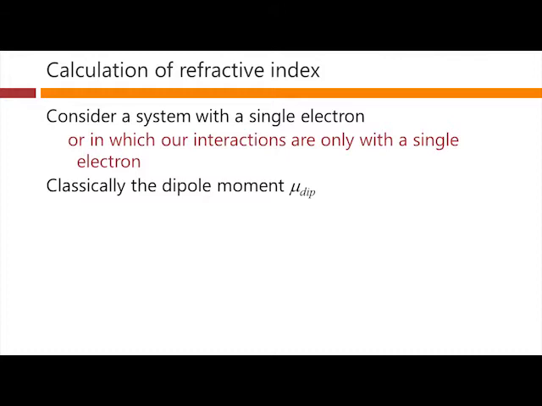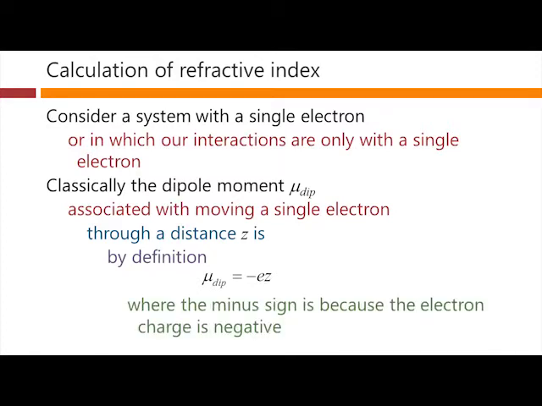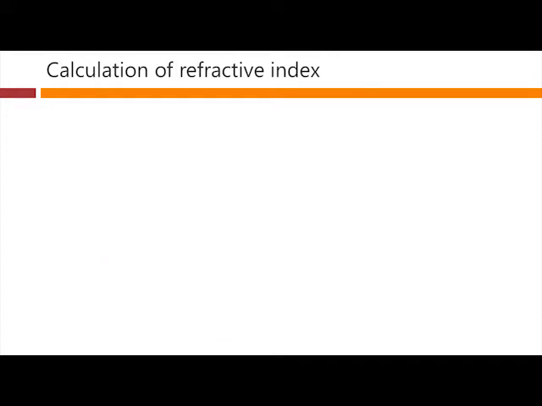Classically, there's a quantity called the dipole moment, so we've written that with the Greek letter mu and a subscript dip for dipole. And that's associated with moving a single electron through some distance z. And by definition, that dipole moment is given by minus e times that distance z. And the minus sign here is simply because the electron charge is negative.